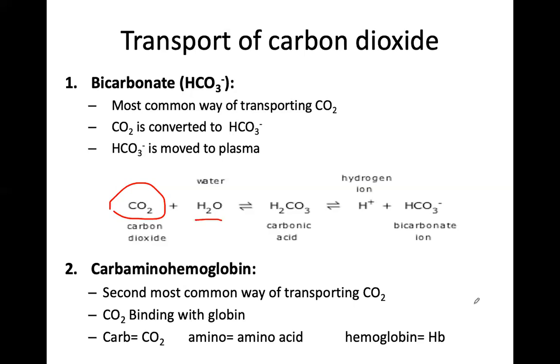I do expect you to understand the difference between bicarbonate and carbaminohemoglobin. I expect you to know which one is more common, which is bicarbonate. And I want you to be able to provide the equation and also the breakdown for the terminology carbaminohemoglobin.